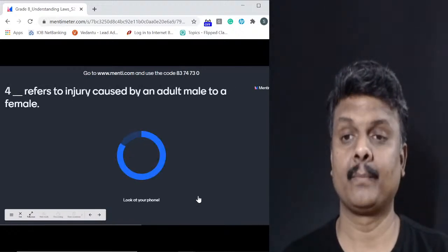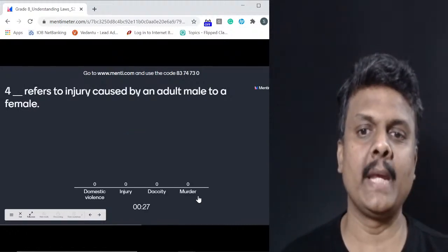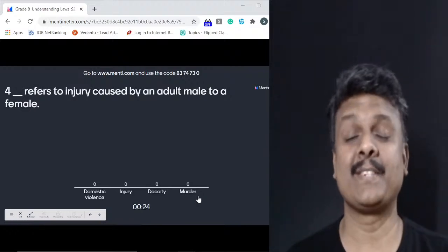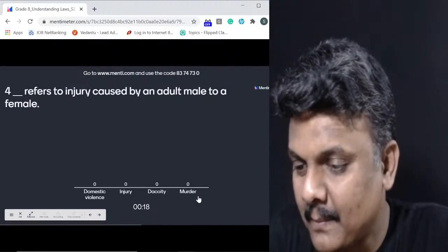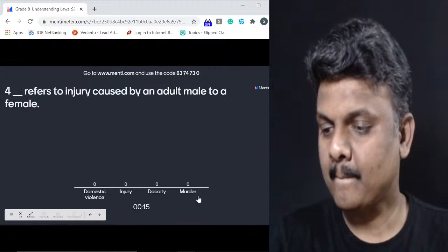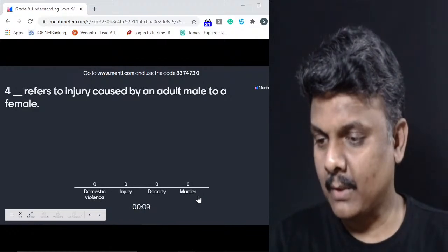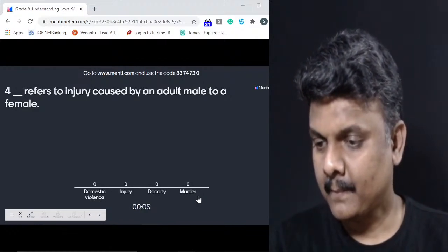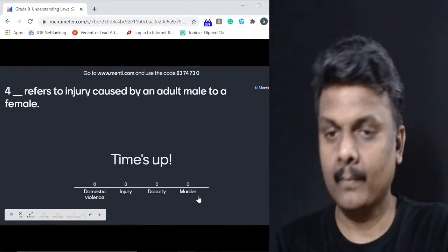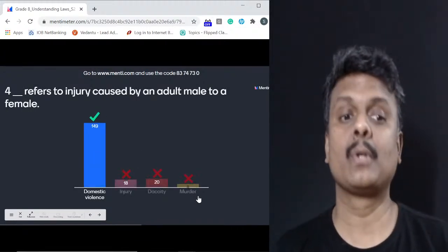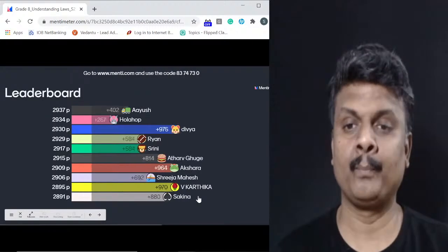4th question is what? Dash refers to injury caused by an adult male to a female. What is it called? Domestic violence, injury, dacoity, murder. Look at the options here. Domestic violence, good. Violence by a male to a female at home.